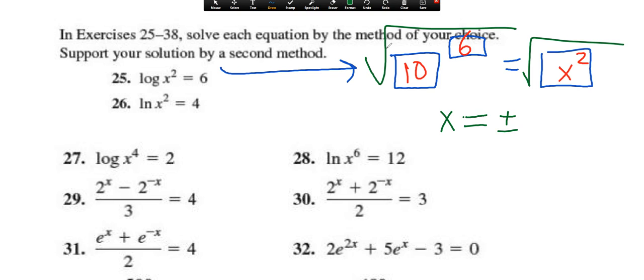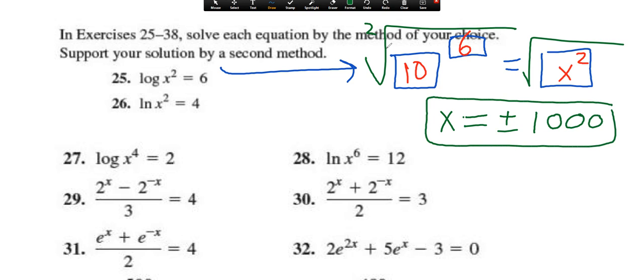10 to the third, folks. Remember, this is a 2 out here. 2 goes into 6 3 times. That would be 10 to the third, also known on the street as 1,000. 10 to the third.